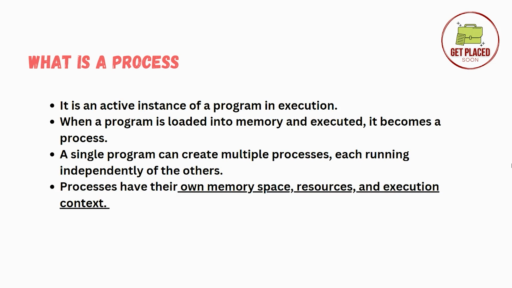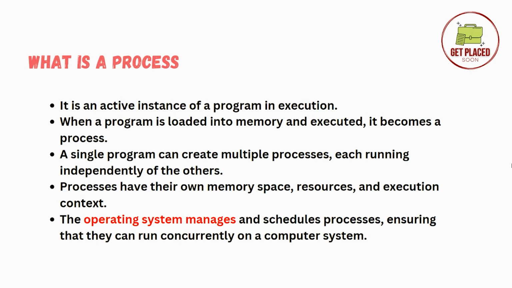Moving ahead, processes have their own memory space, resources, and execution context. So from one program, you will get multiple processes, right? Each process has its own memory space. In one Word file, if I write 20 lines, in the other Word file, I write 500 lines. So their memory is different, right? So each process has its own memory space, own resources, own execution context. About this, we will also look in the next slide. So please stay tuned.